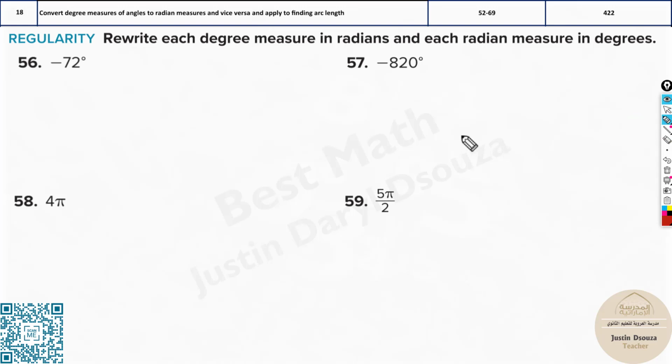Doesn't matter if it's a minus sign. All you need to do over here is multiply by pi by 180. Here as well, multiplied by pi by 180.